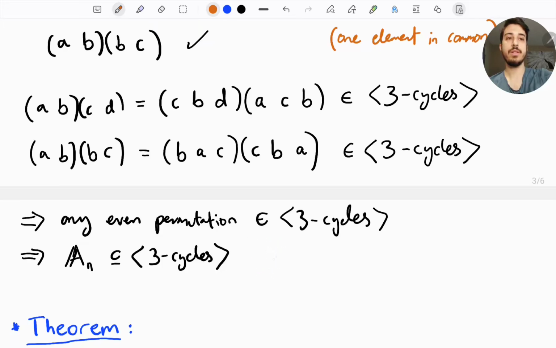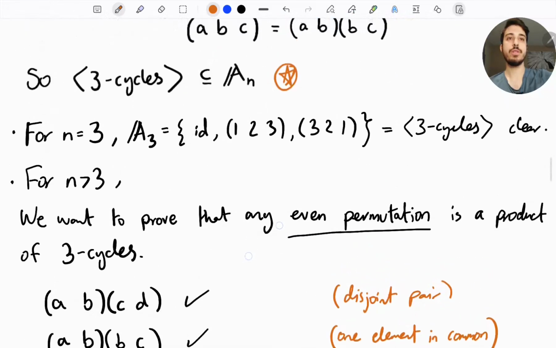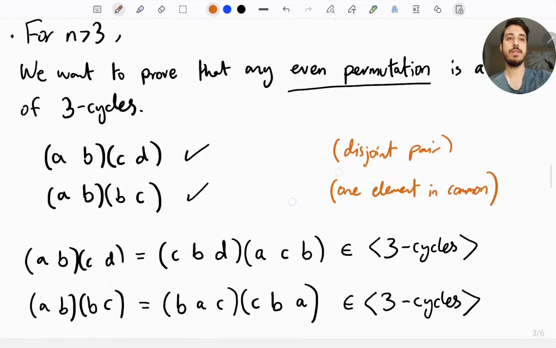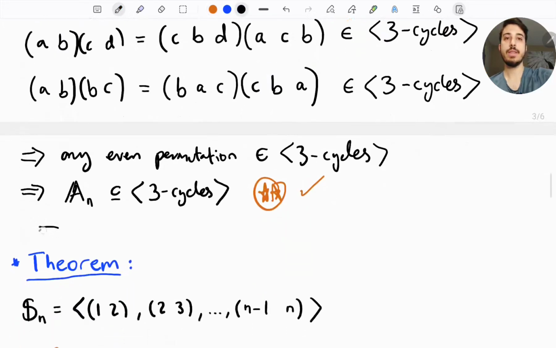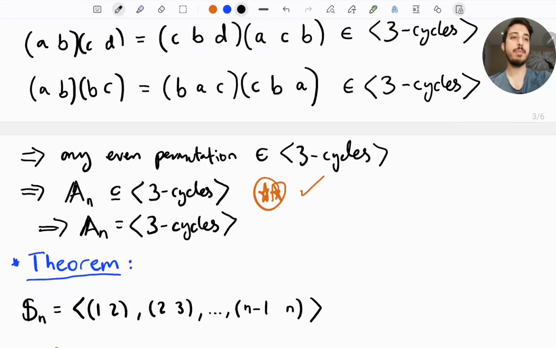the other inclusion. So now we have both inclusions, this and that, yielding us at the end that An is exactly equal to the subgroup generated by the 3 cycles, which is an amazing result, because for any result about An, any property about An, it is sufficient to prove it on 3 cycles.